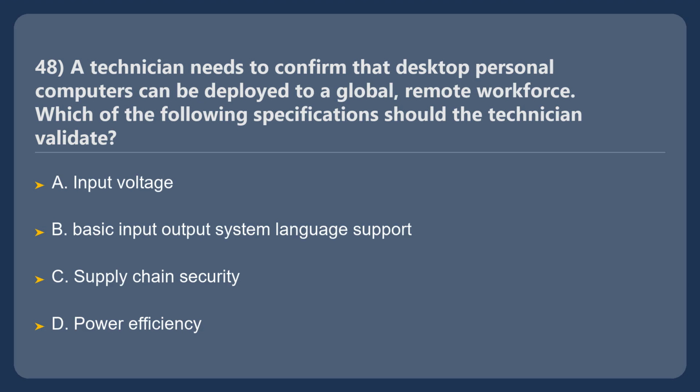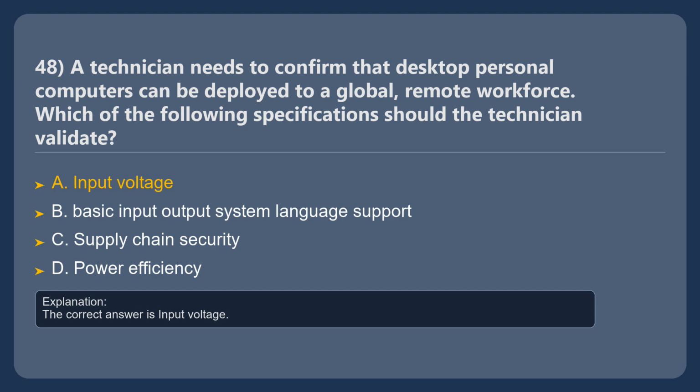Question 48. A technician needs to confirm that desktop personal computers can be deployed to a global, remote workforce. Which of the following specifications should the technician validate? Option A, input voltage. Option B, basic input-output system language support. Option C, supply chain security. Option D, power efficiency. The correct answer is option A, input voltage.